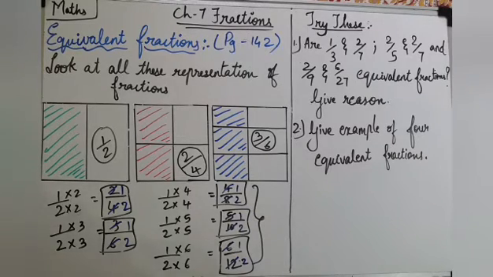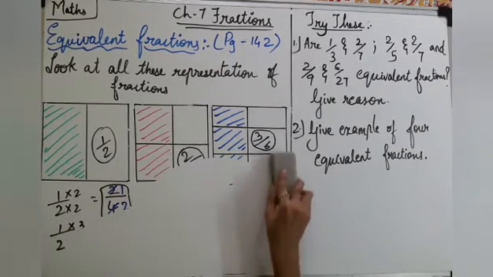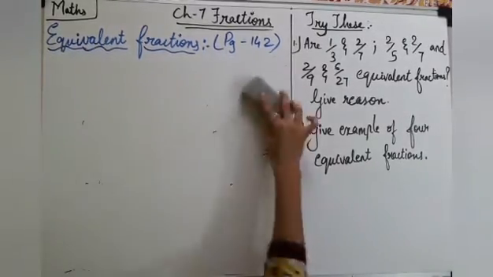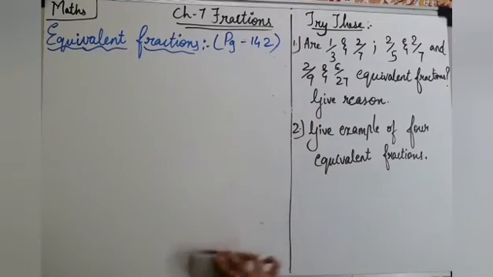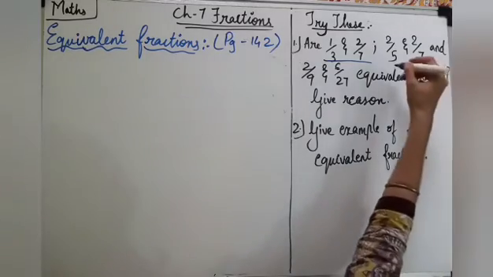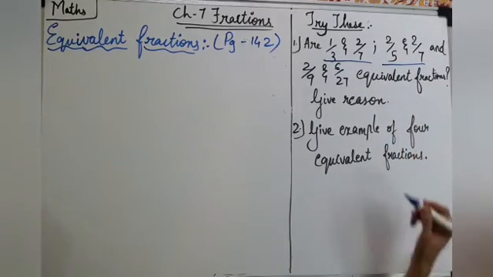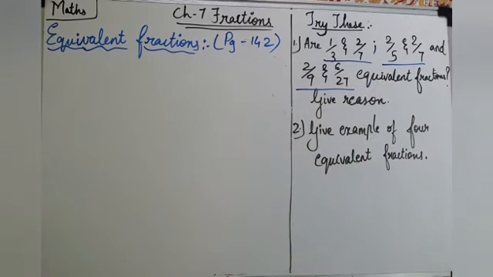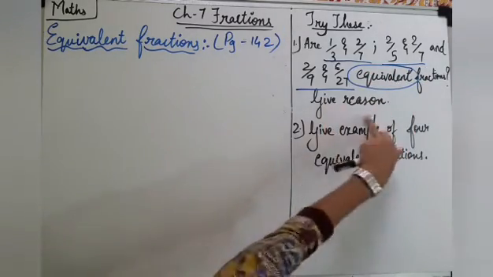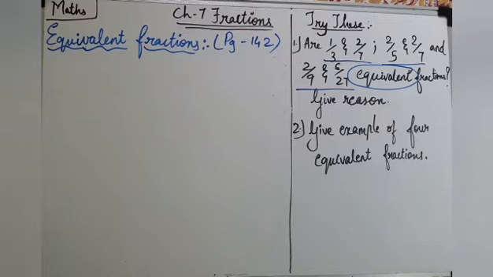Come on, let's do some sums. Try this. We'll do Try This. In Try This, what is the first question written? Are 1 upon 3 and 2 upon 7, 2 upon 5 and 2 upon 7, and 2 upon 9 and 6 upon 27 equivalent? They are asking us. Give reason. So we'll see.